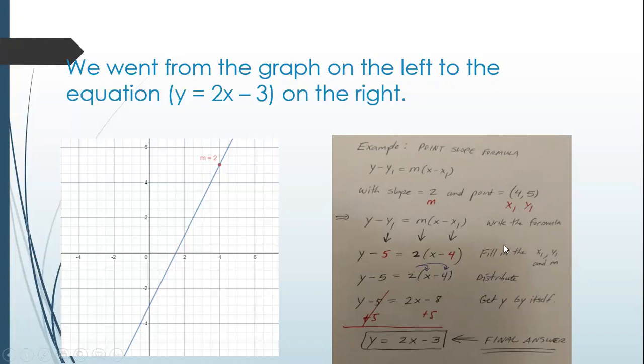In the previous slide, in section 3.5, the first one, I elaborated on this and put in some details. This is breaking it down to its simplest form. Write the formula, fill in the parts you're supposed to fill in, distribute, which means multiply, and then get y by itself. That's what you're trying to do. The final answer is in slope-intercept form, so we're good.